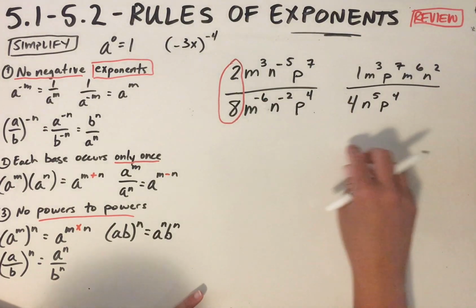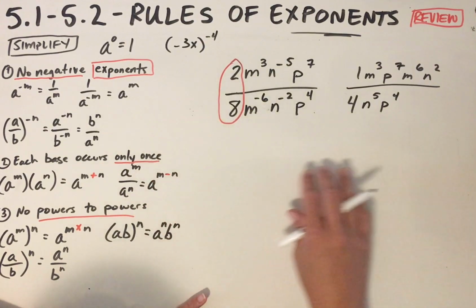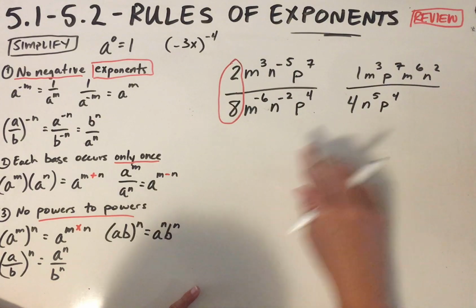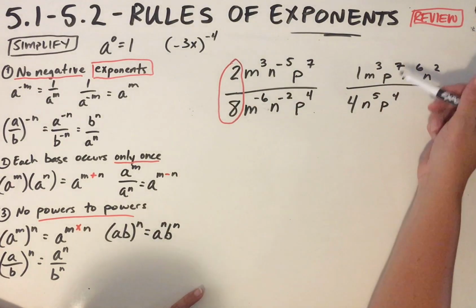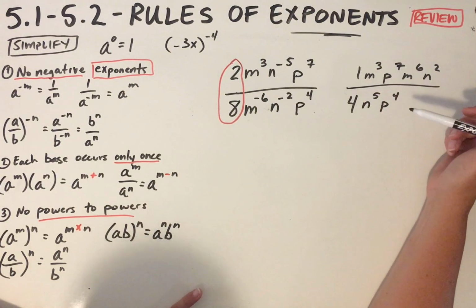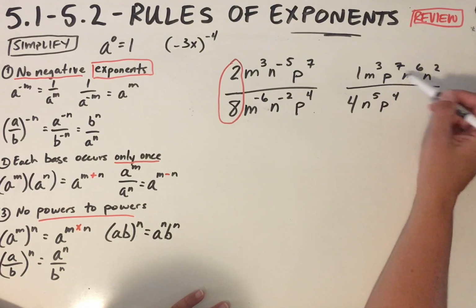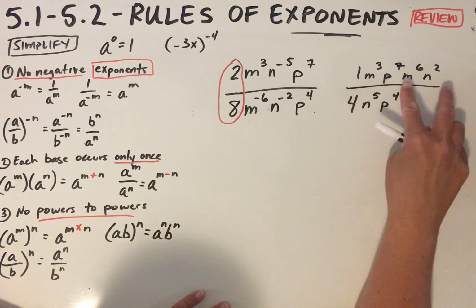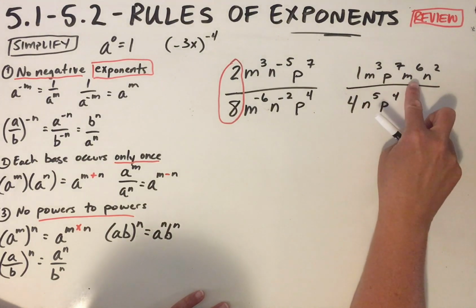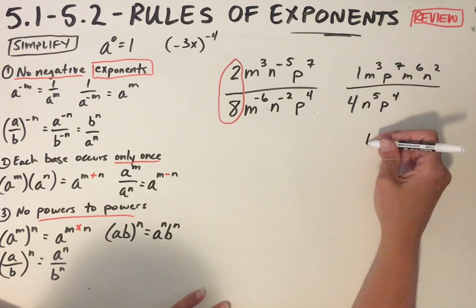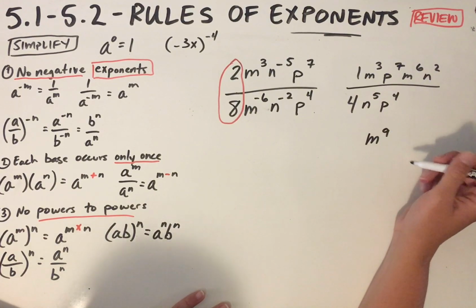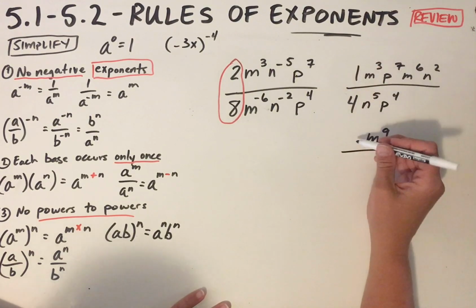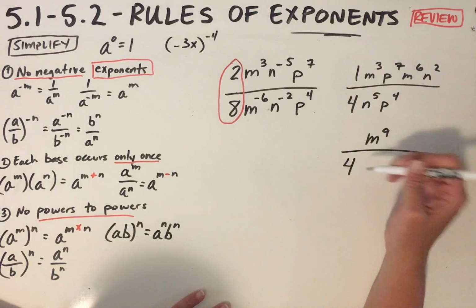Okay, so now that I've gotten rid of all the negative exponents, this isn't considered simplified. I still need to make sure that each base occurs only once. Some of these are related through multiplication, and some of them are related through division. So which ones are related through multiplication? All of this is related through multiplication, but the only bases that I'm trying to combine here are these m's on top. If I have 3 m's right here and 6 m's right here, then I'm going to get m to the 9th on top. I'm also going to say, I don't need this one, so I'm just going to get rid of it, but I'm going to put the 4 down here.